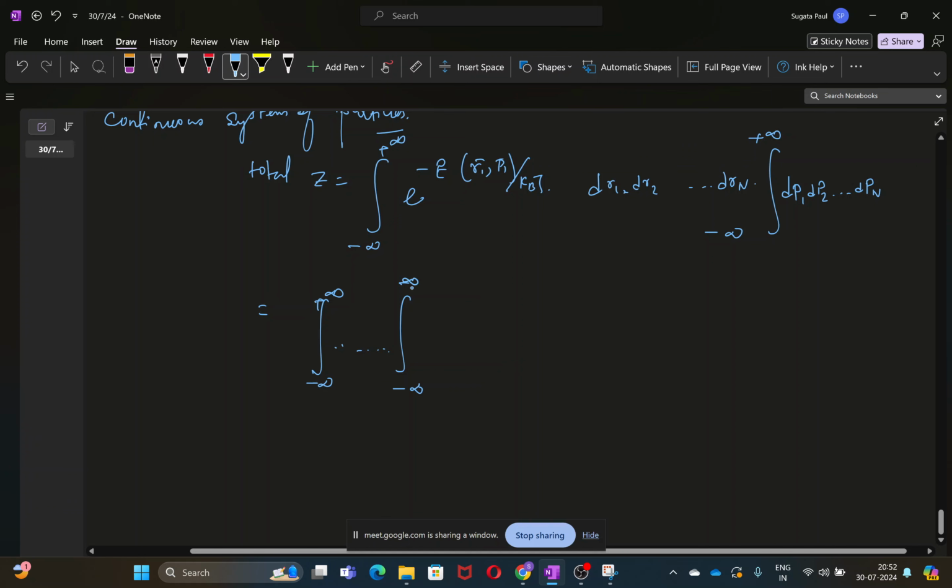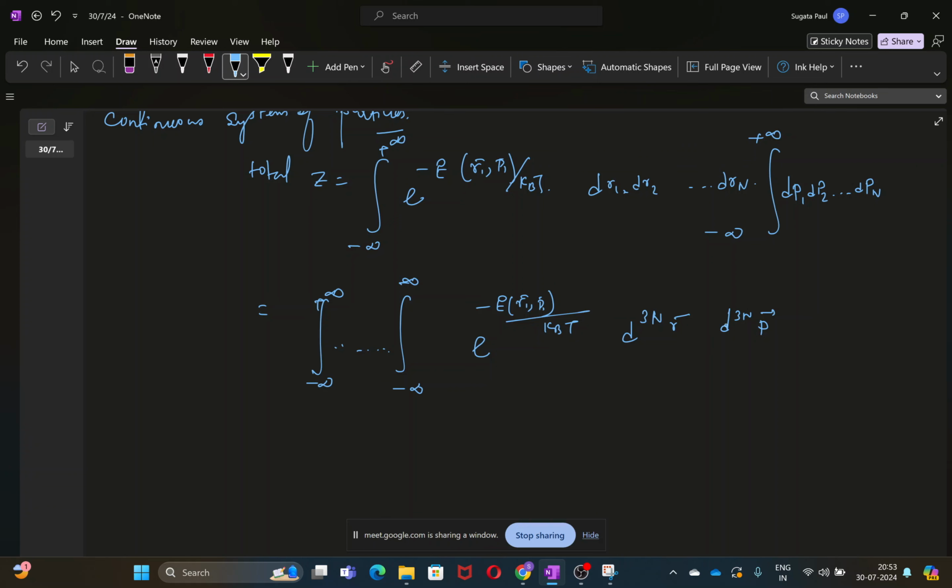So this is minus infinity to plus infinity, all the integrals, e to the power of minus E as a function of position and momentum by kBT, into d to the power of 3n r vector, and d to the power of 3n p vector. D to the power 3n r vector, because this is a d-cube-r type of a thing: if r is a vector in three-dimensional space, then this will be d-cube-r, and because there are n number of particles, that's why d to the power 3n r.